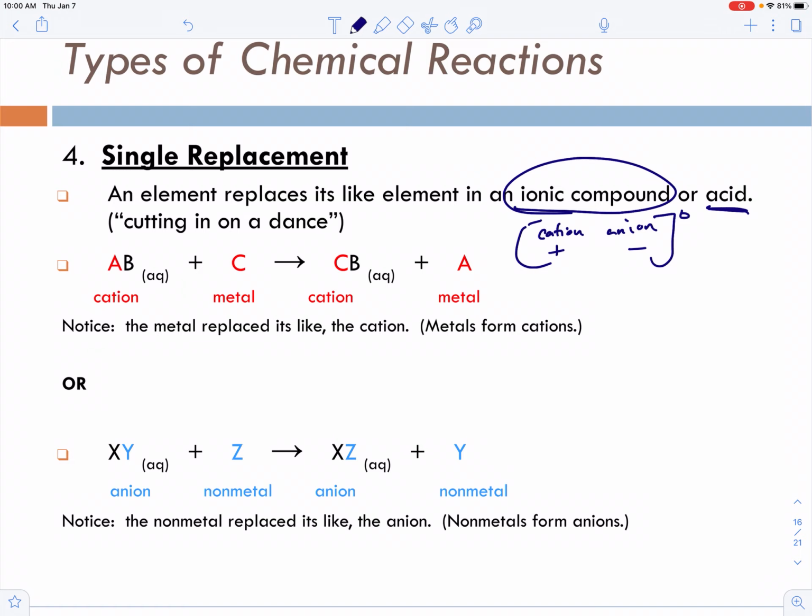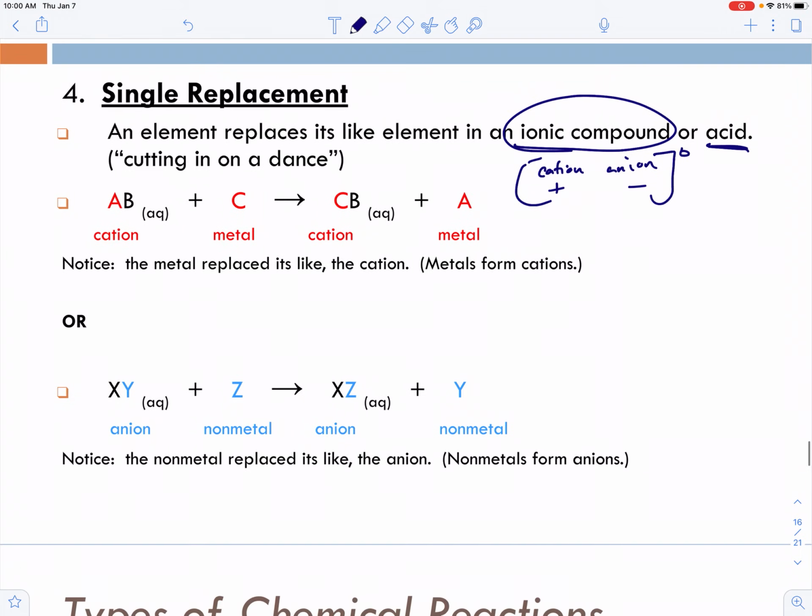Your cation is always written first and your anion is always written second. So in a single replacement reaction, we can have a cation bonded to an anion, and then you have a single metal over here that's not bonded to anything.